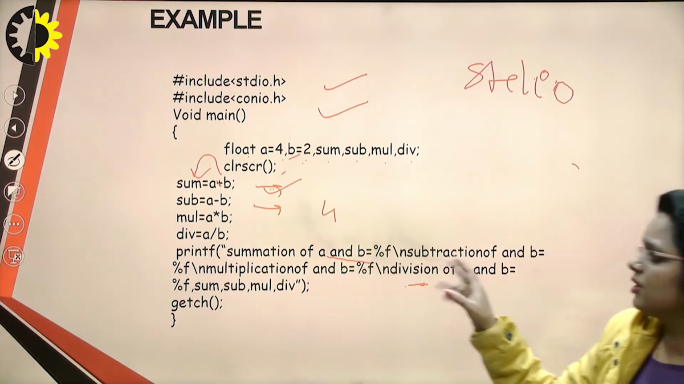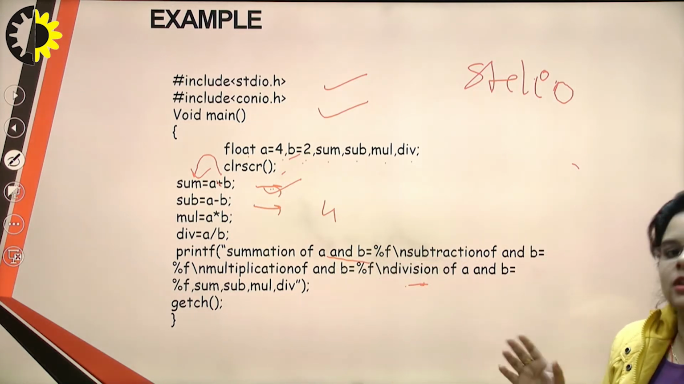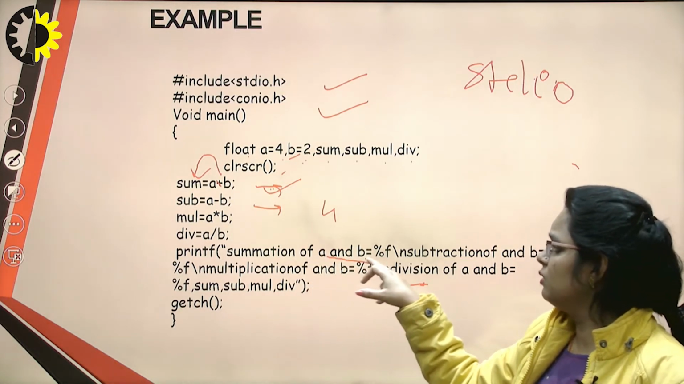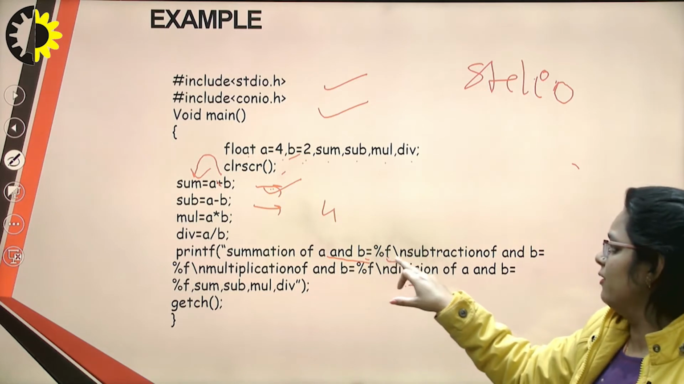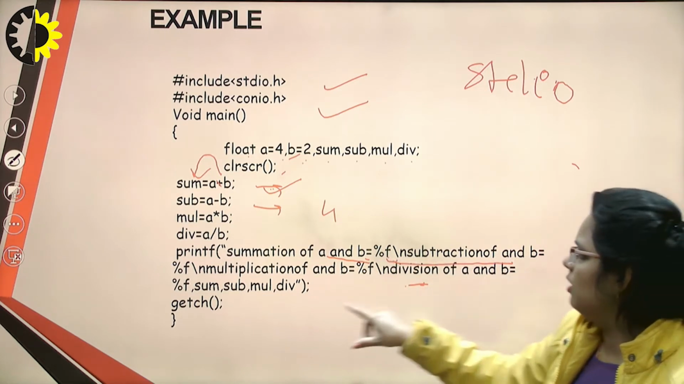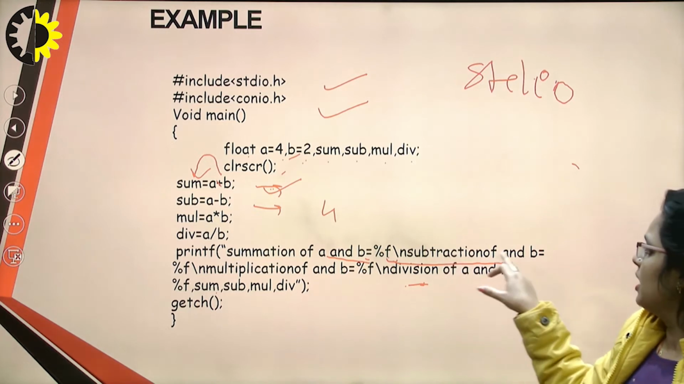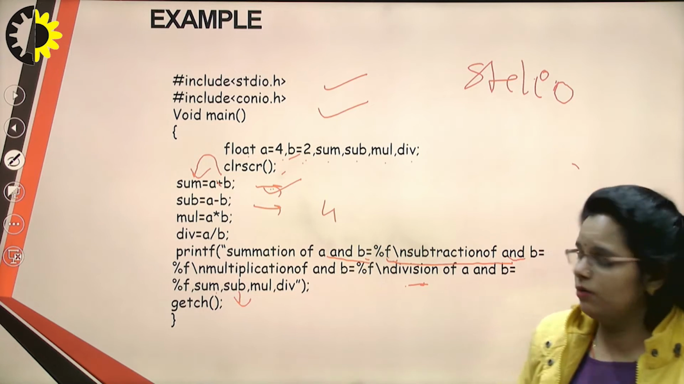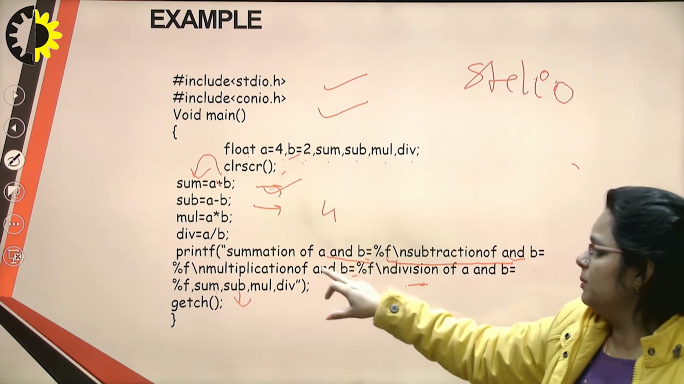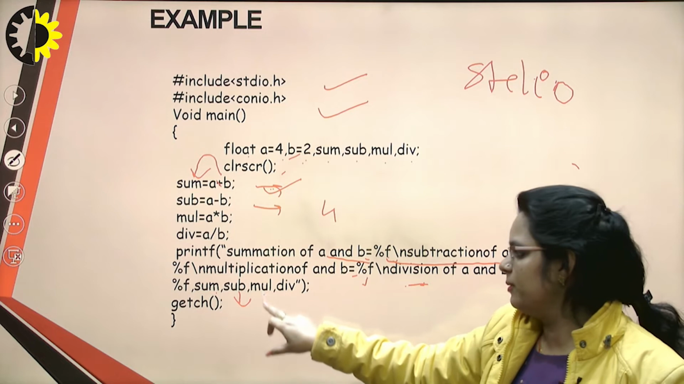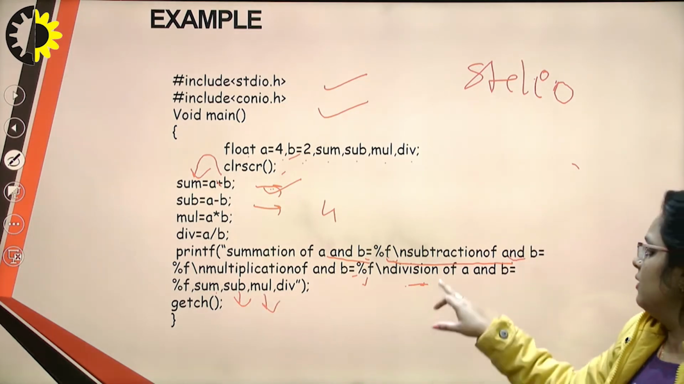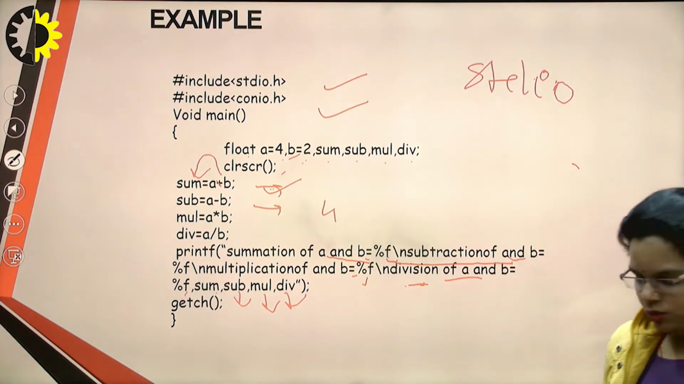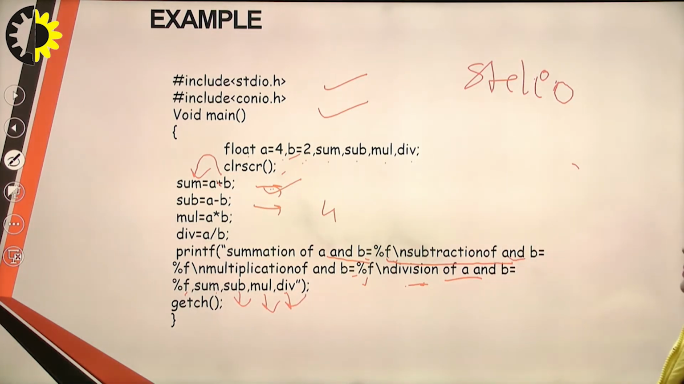So what it is doing, whatever is written in the double quotes, it is printing that on the console. So here we are going to print the output: summation of a and b equals to %f. The %f is actually returning the value of sum. And after that, subtraction of a and b equals to %f, another %f is the subtraction value. And then multiplication of a and b is %f, which is going to return the mul value, and division, this %f is going to return the div value. So this is how the program executes. So these are the arithmetic operations.